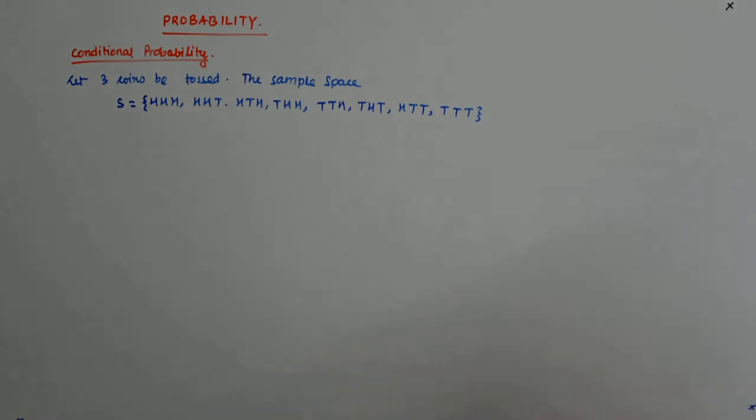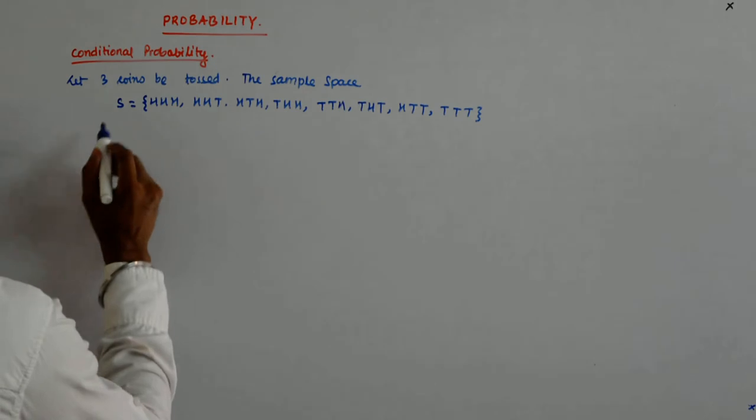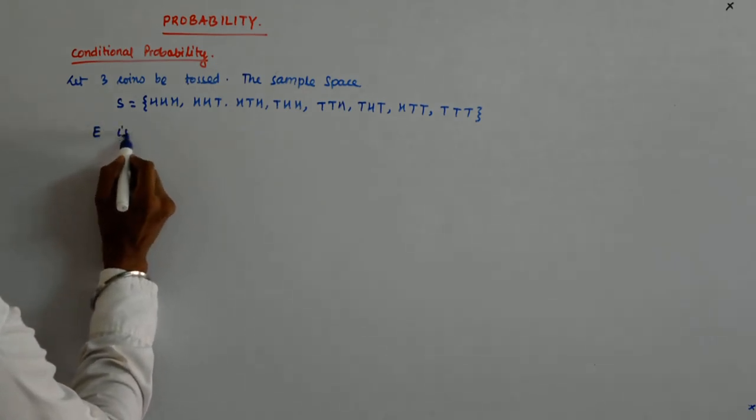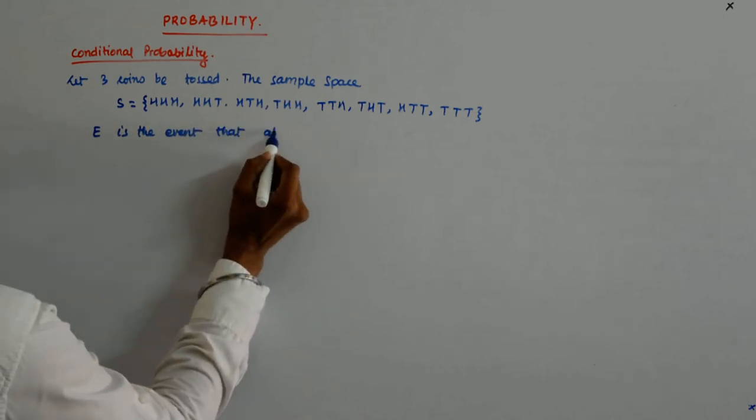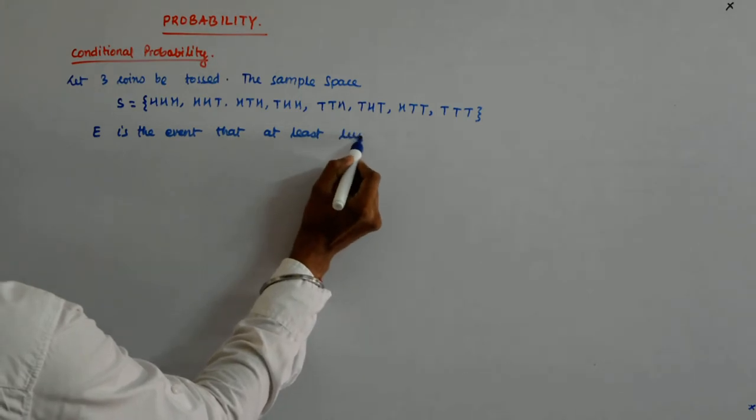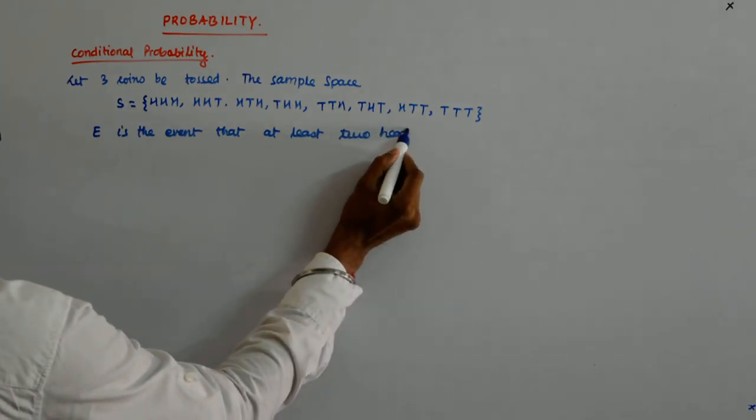Now I define an event E. An event E which says getting at least two heads. Okay, at least two heads appear. So E is the event that at least two heads appear.